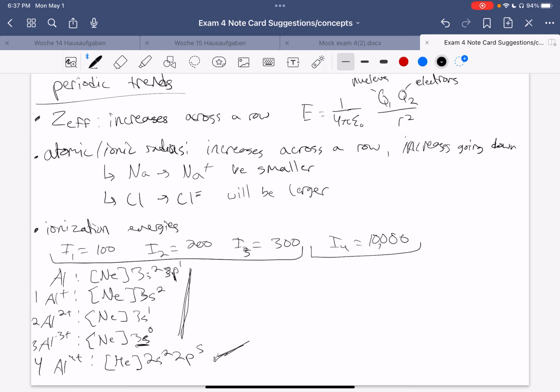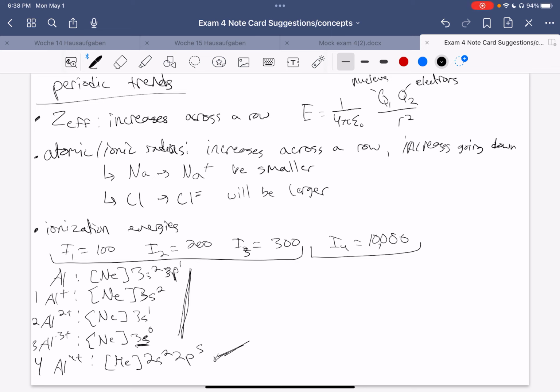So just look out for that jump, and however many ionizations it took to get to that jump is how many valence electrons exist for that atom. Then you can just look at the rows or columns in the periodic table, see what that would be, and match that to the answers that are given.